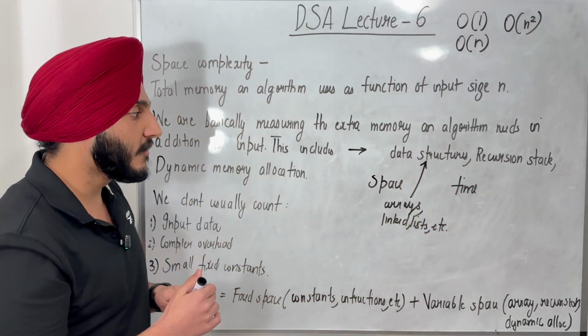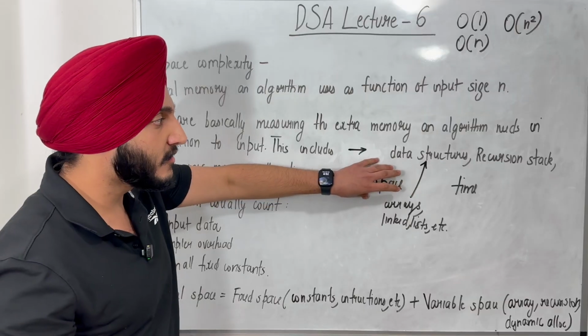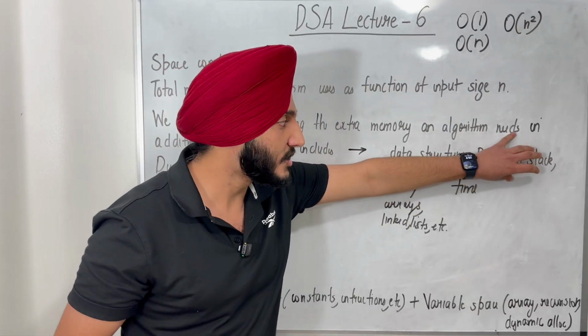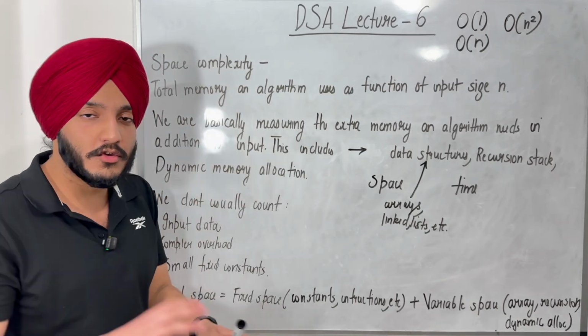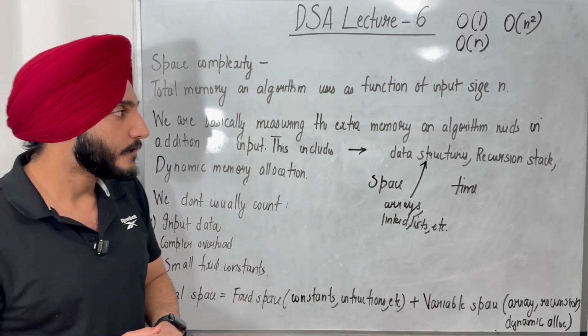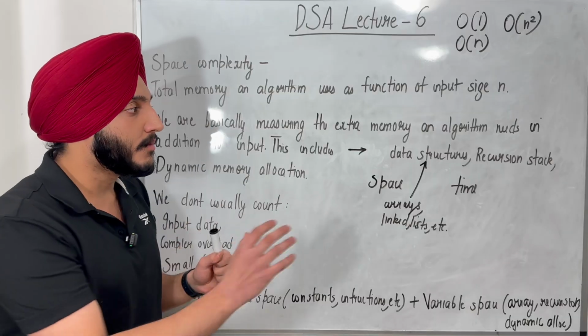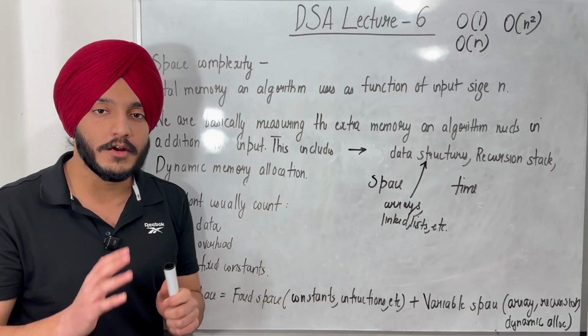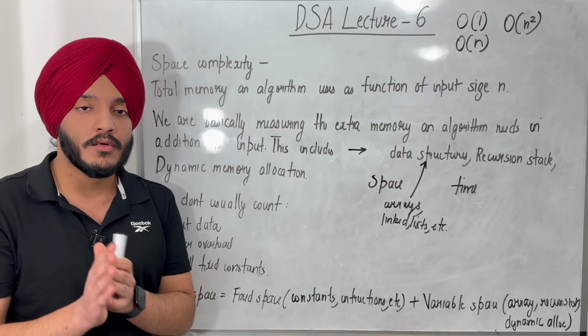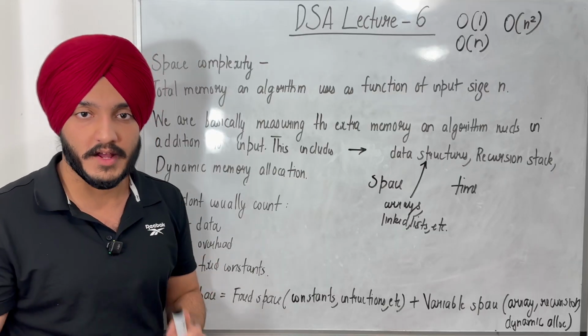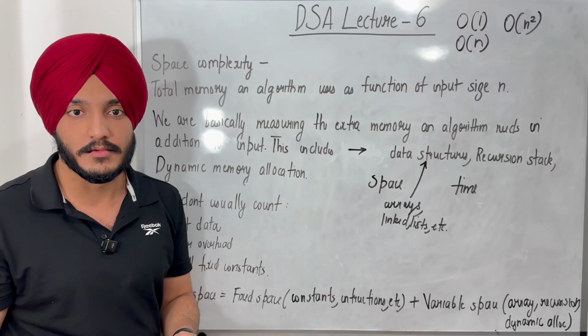So what I'm trying to say is, when we measure space complexity, we also consider the recursion stack, data structure, and the dynamic memory allocation. Don't worry too much about this part. It's totally fine if you don't grasp all of these things. I would just suggest try to pay attention as much as you can. The idea of the video is to give you a very clear view of what space complexity is, and then I'll show you the examples.